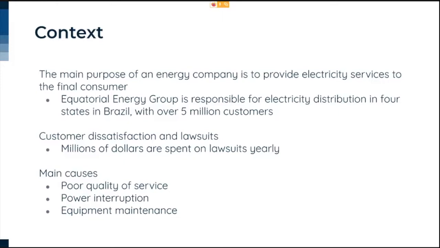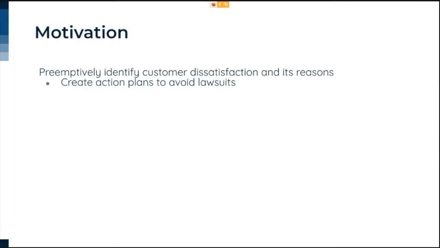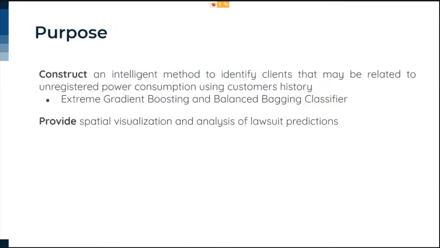So the main causes of lawsuits are the poor quality of services, power interruption, and equipment maintenance. So the motivation of our work is to create a tool that could preemptively identify customer dissatisfaction and its reasons. And with that, companies can create action plans to avoid lawsuits. So the purpose of our work is to construct an intelligent method to identify clients that may be related to unregistered power consumption using the customer's history.